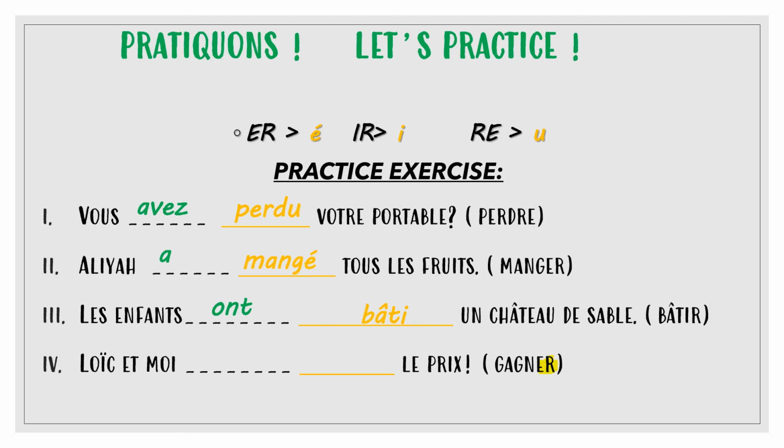Did we really win the prize? Let's see. Loïc et moi. That would be which pronoun that could substitute for Loïc et moi? That would be, that's correct, nous. How do we conjugate the verb avoir with nous? Loïc et moi, nous avons gagné le prix. Nous avons gagné le prix, Loïc et moi. Et voilà, c'est aussi simple que ça. It is that simple, it's that easy. Okay? So, let's go.